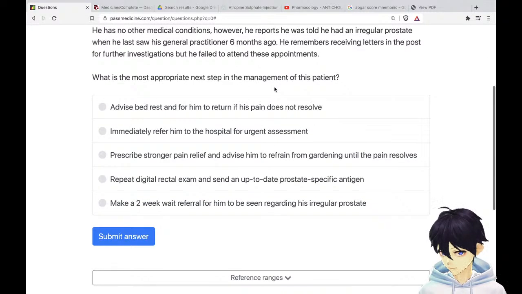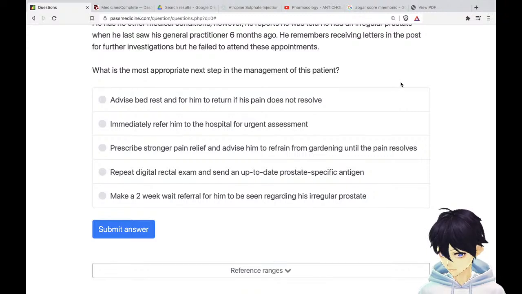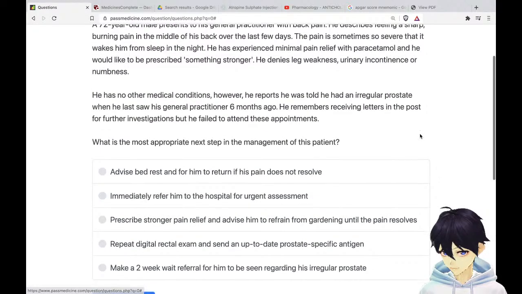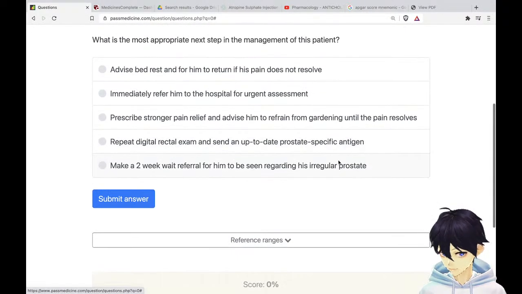So what's the most appropriate next step? Advise bed rest and for him to return if his pain does not resolve. That's too conservative. Immediately refer him to the hospital for urgent assessment. I think this is one of the things to do. Prescribe stronger pain relief and advise him to refrain from gardening until the pain resolves. You're not addressing the risk that he might have bone metastasis.